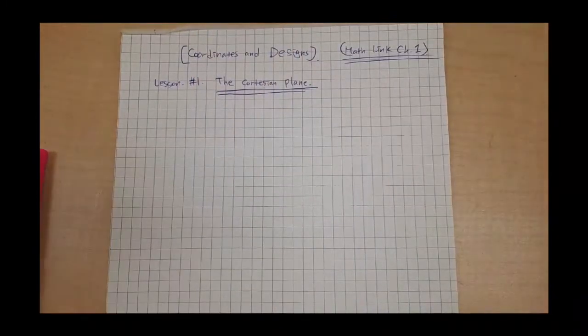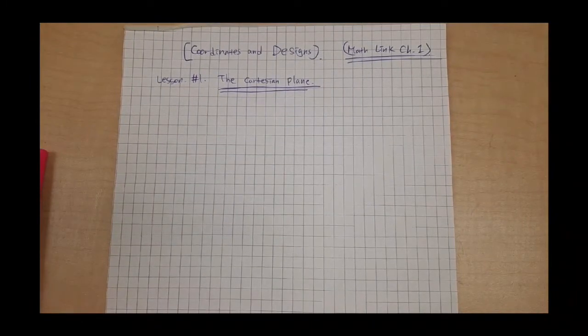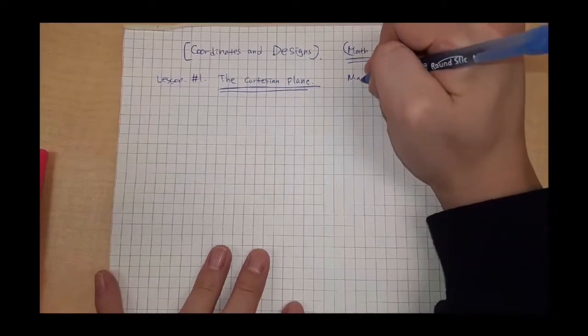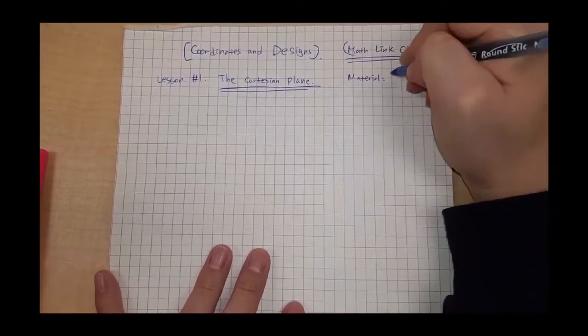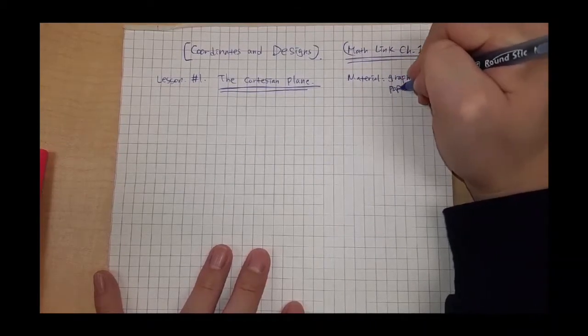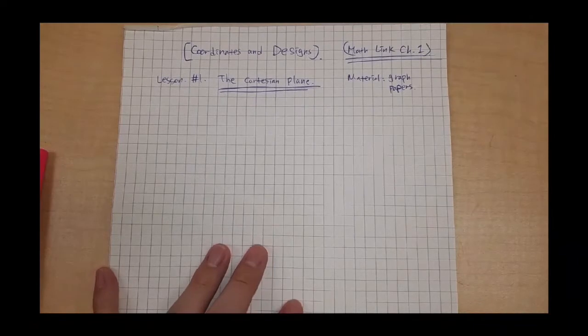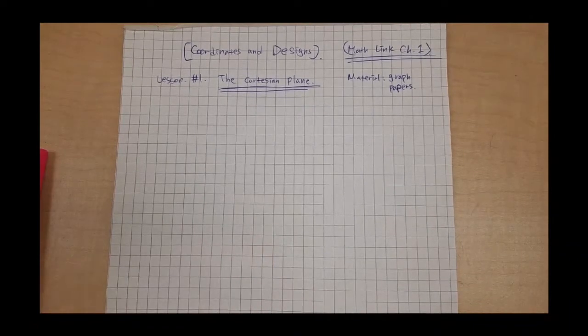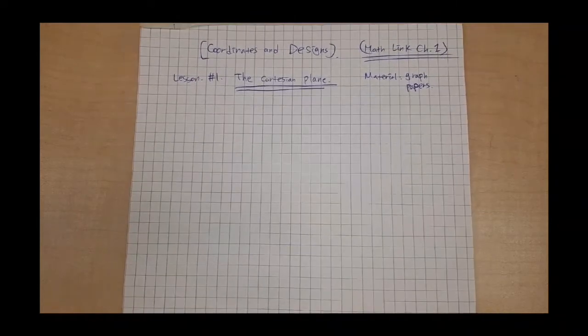As you may notice, I am going to do the lessons for this entire unit using graph paper. So when it comes to material that you need, graph paper. There you go. Graph paper. If you prepare that a little ahead, it's always beneficial from the learner's perspective. So let's find out what the Cartesian plane is first.